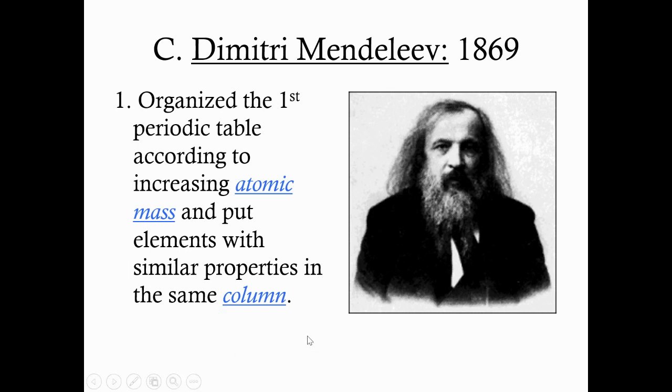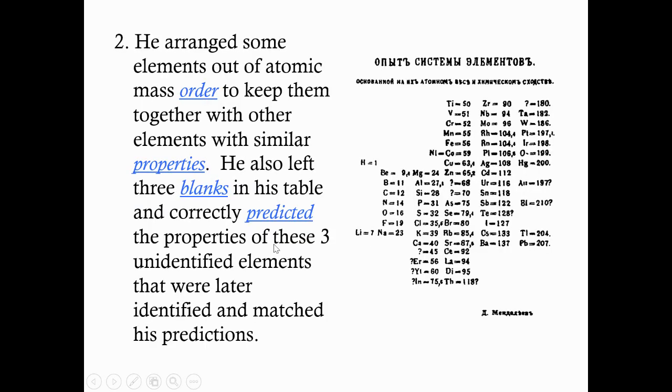A Russian scientist named Mendeleev was the first to develop a table that organized the elements. He ordered them by increasing atomic mass and put elements with similar properties in the same column. And one of his biggest contributions was that he left blanks in his table for elements he thought should exist and predicted their properties, such as atomic mass.